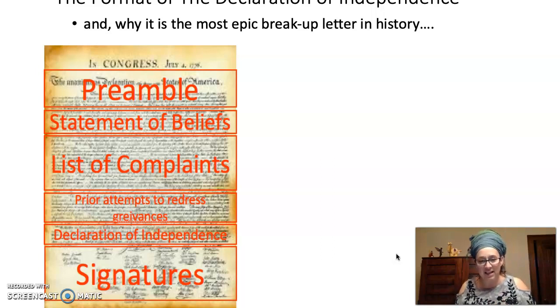Then they signed this. So I'm going to tell you this Declaration of Independence is something you should be familiar with, and it was the foundation of us breaking away from England and becoming our own country, and it's really important.